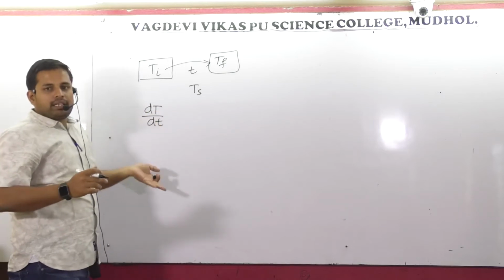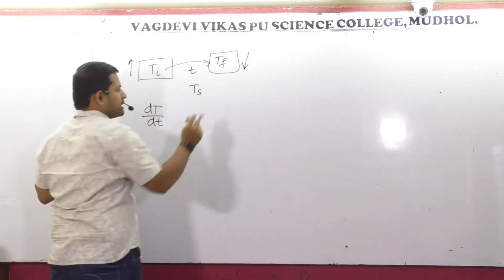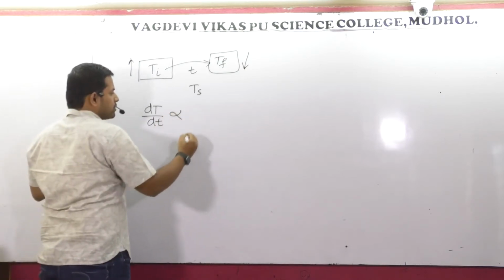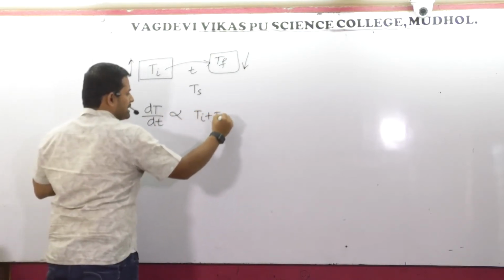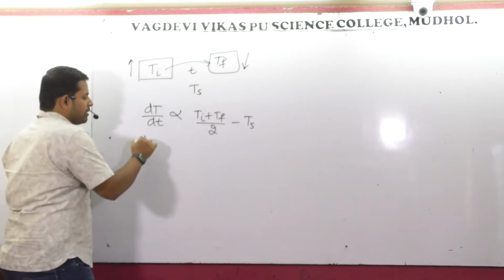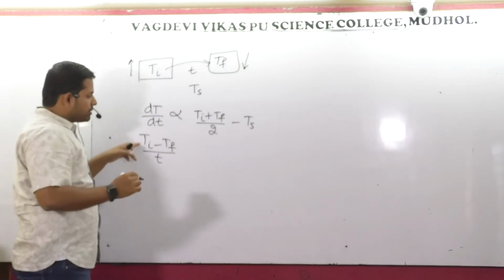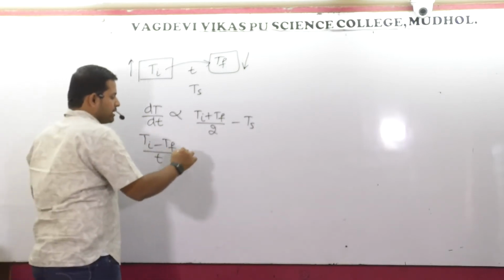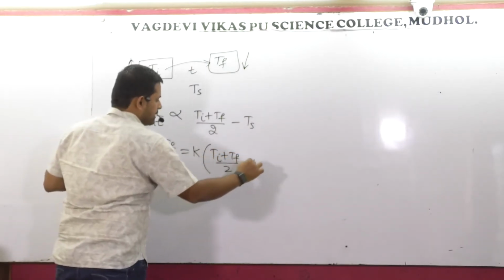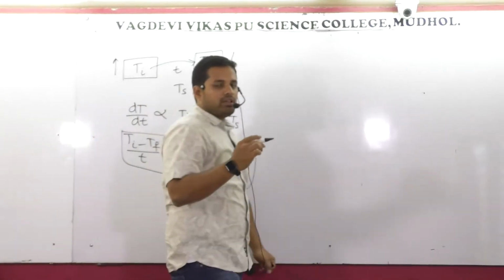Rate of change of temperature means what? Temperature is reducing, no? Here temperature is more, here temperature is less, so temperature is reducing. So dT by dt, rate of change of temperature, is directly proportional to temperature of the body, meaning Ti plus Tf divided by 2, then minus Ts. What is the meaning of this dT by dt? Initial temperature minus final temperature divided by time taken, so that is equal to K bracket Ti plus Tf divided by 2 minus Ts. It is known to you now, a very simple equation. By using this equation only we are going to solve all the numericals.